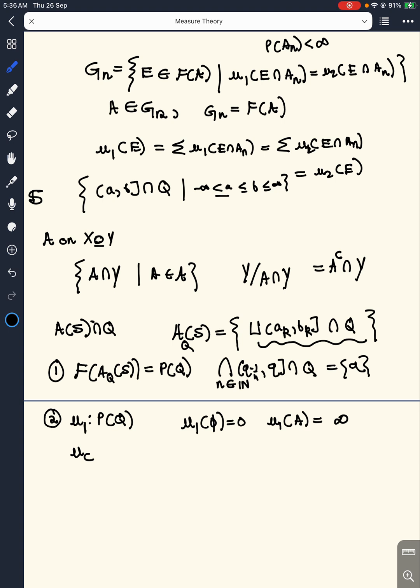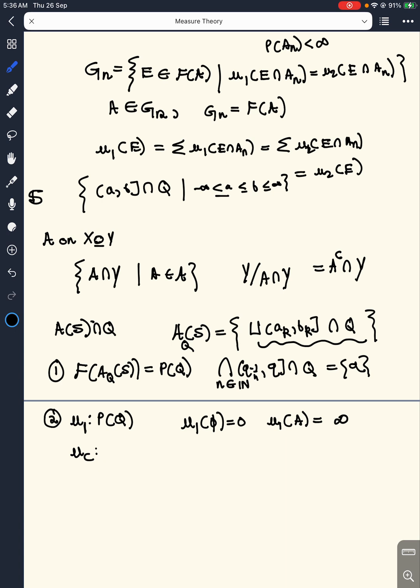Why did we have this problem? Because this measure is not sigma finite. You can write Q as a countable union of finite measure sets, but not through A_Q(S), because A_Q(S) does not have any finite measure sets except phi. So this is an example to show that sigma finiteness is necessary to make this uniqueness.